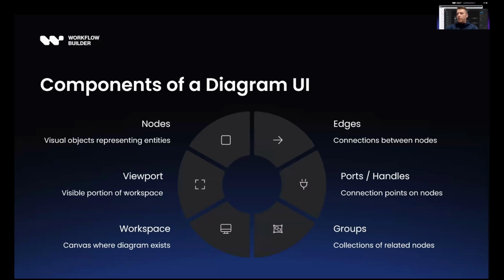Besides nodes, edges, viewports, workspace, and ports, there are also groups. Groups are just a special kind of nodes, which can be a container for other nodes. So you can think of them as a box to which you put other nodes, and they can be moved together when we drag them.